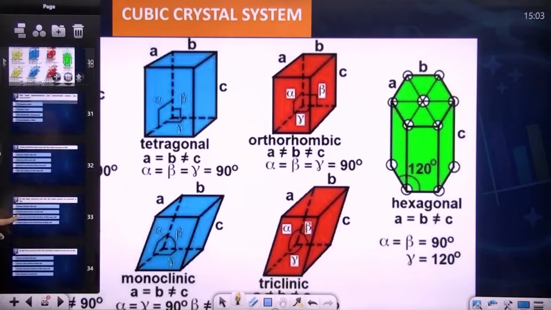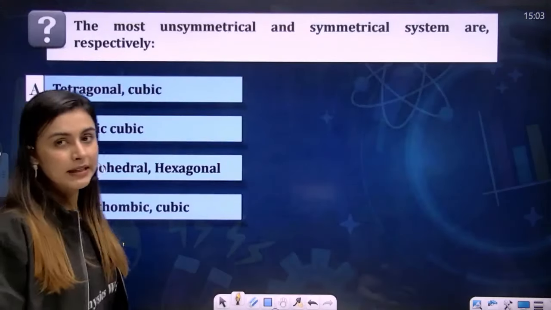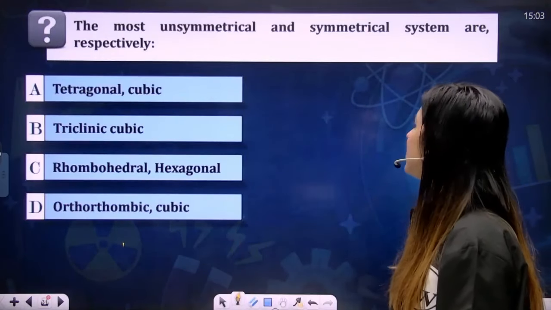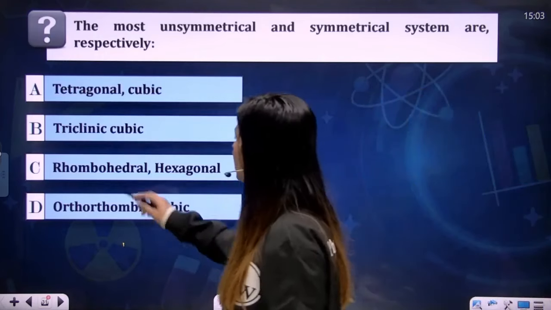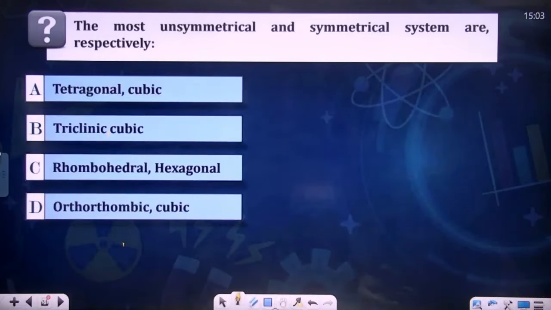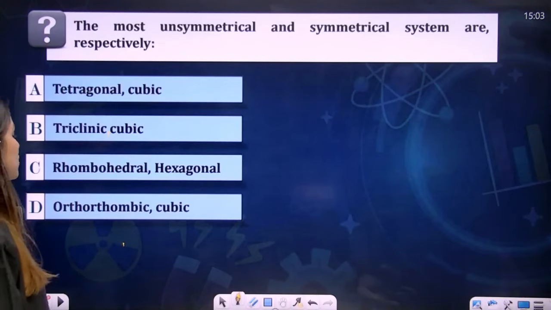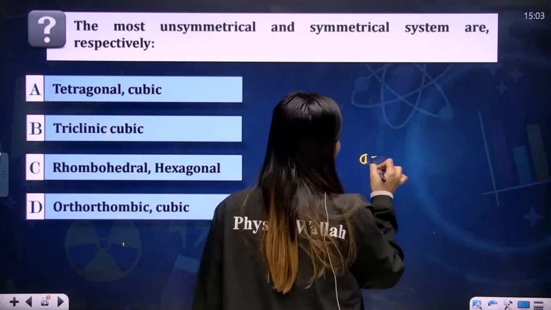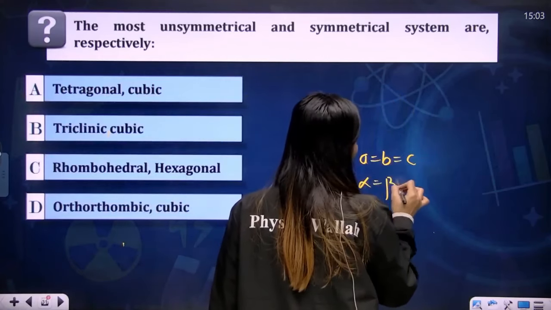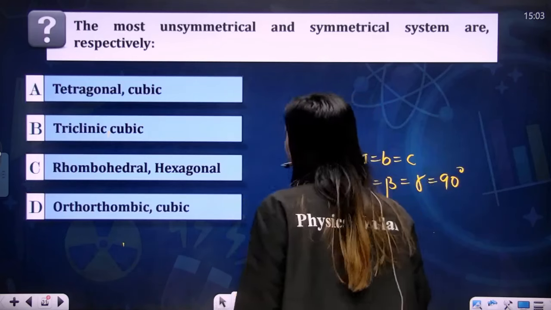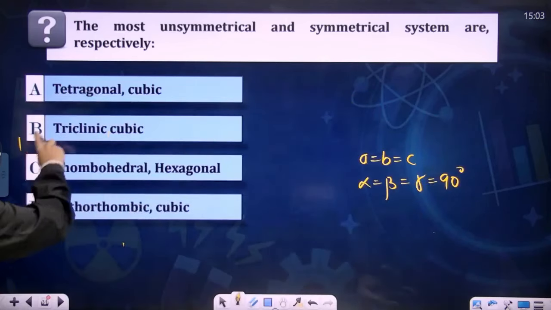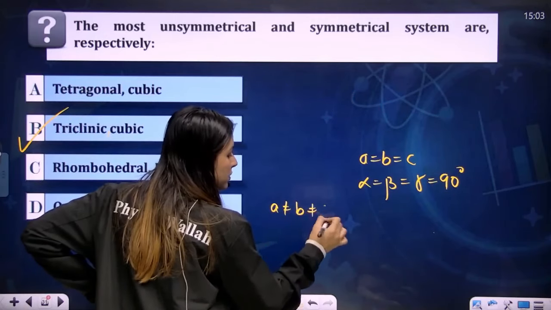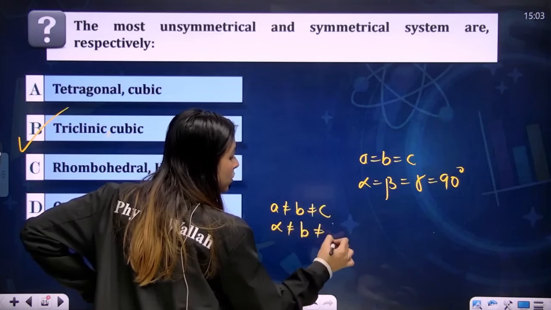Now, let's try to solve a few questions and have a grip on what we have studied today. The first question says the most unsymmetrical and the most symmetrical system are respectively. You have to tell which is the most unsymmetrical and which is the most symmetric. My dear students, the most symmetric is cubic crystal system, because it has a equal to b equal to c and alpha equal to beta equal to gamma equal to 90 degrees. And triclinic is the most unsymmetric, because in triclinic, a is not equal to b is not equal to c and alpha is not equal to beta is not equal to gamma.